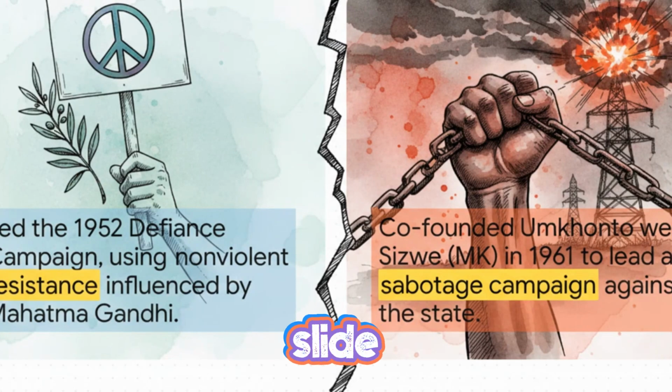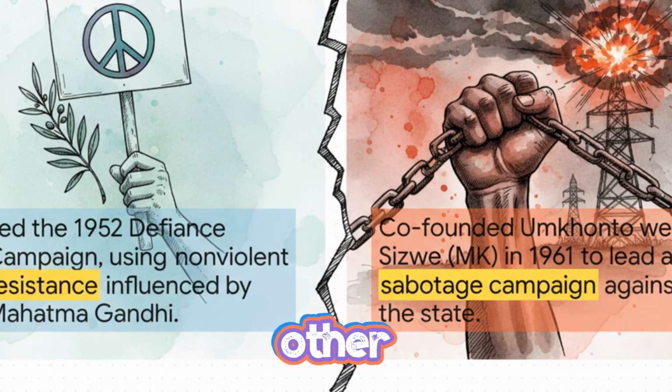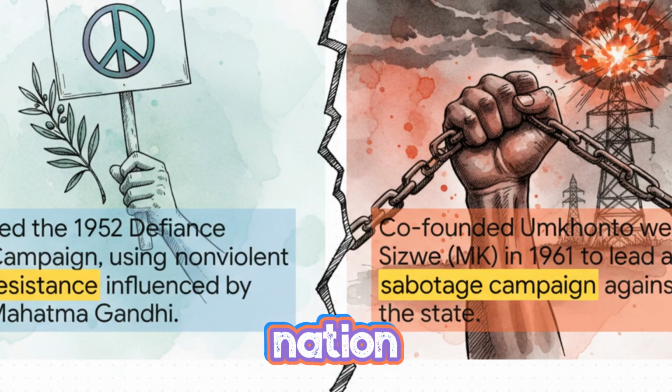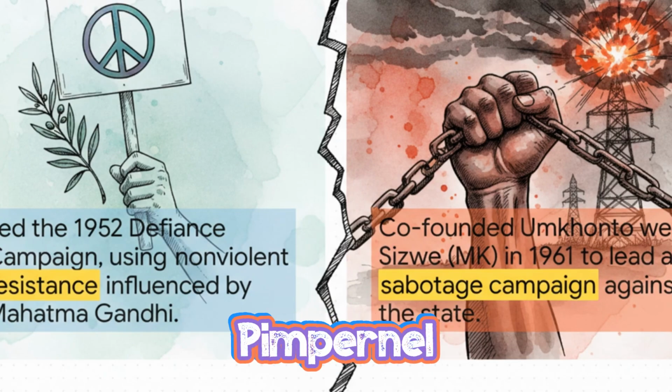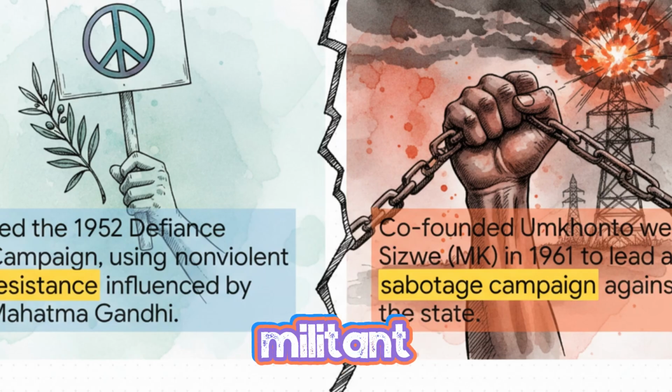And yeah, this slide just lays it out perfectly. You can see the pivot right here. On one side, you have the path of nonviolence inspired by Gandhi. On the other, a totally different direction: armed struggle. He co-founds Umkhonto we Sizwe, which means Spear of the Nation, and completely goes underground. People even called him the Black Pimpernel. The peaceful lawyer was gone. In his place was a wanted militant.